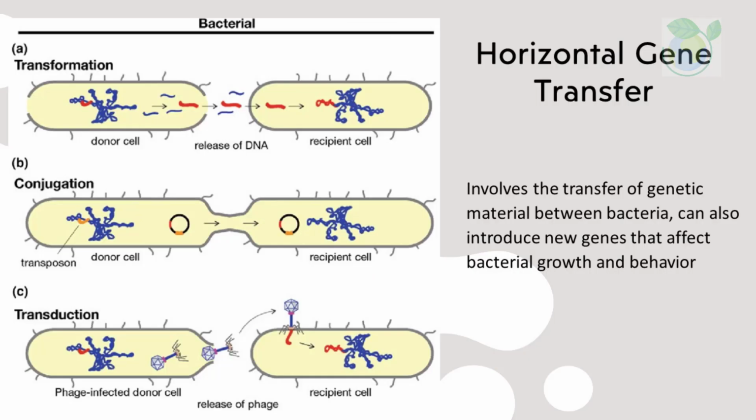Horizontal gene transfer. Bacterial growth can be affected by genetic factors such as mutations or horizontal gene transfer. Mutations in bacterial DNA can lead to changes in the way bacteria grow and adapt to their environment. Horizontal gene transfer, which involves the transfer of genetic material between bacteria, can also introduce new genes that affect bacterial growth and behavior.